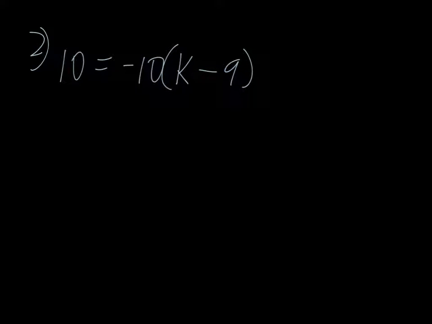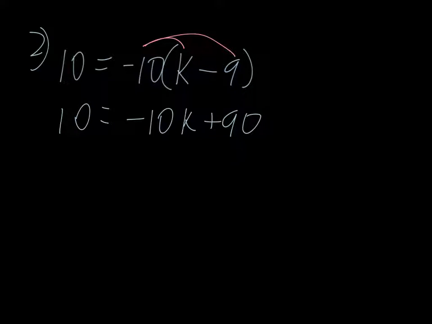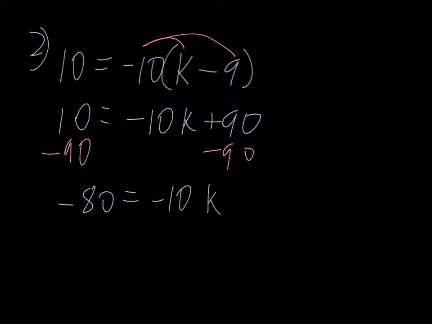We're going to begin this one with the distributive property. That's negative 10 times negative 9, so that's positive 90. Bring that down. They're going to minus 90 on both sides. Gives me negative 80 equals negative 10k. Divide by negative 10. And I get 8.